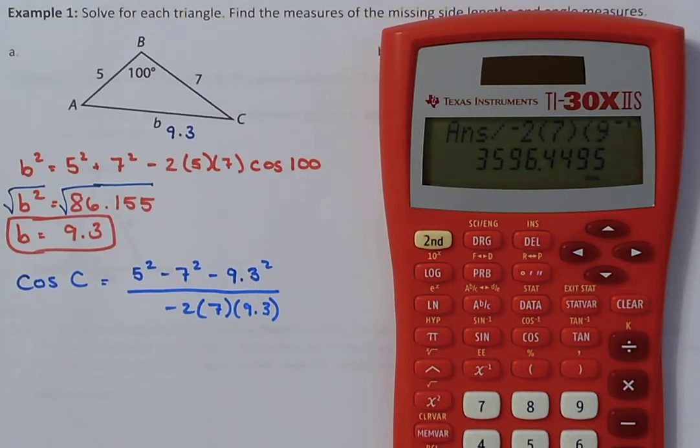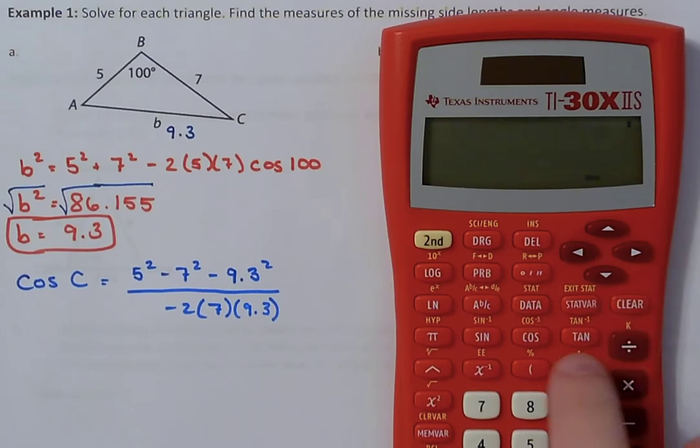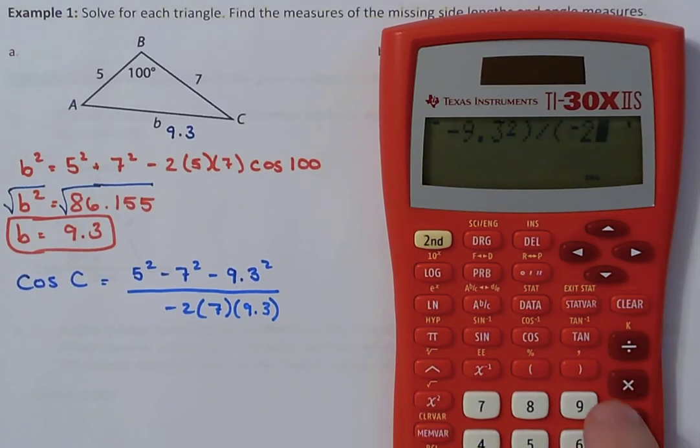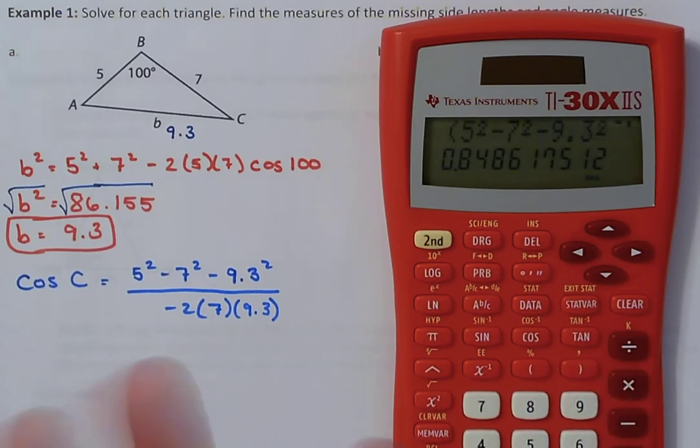that's not what I wanted. So let me go through and do this again. So let's put the top part in parentheses. So if we do 5 squared minus 7 squared minus 9.3 squared, end parenthesis, divide, parenthesis, negative 2 times 7 times 9.3, we get, there we go, 0.8486.